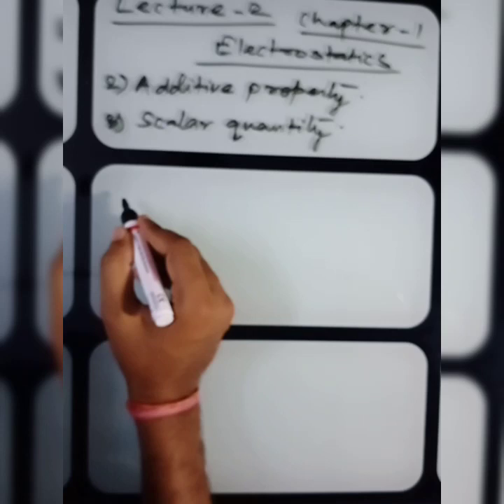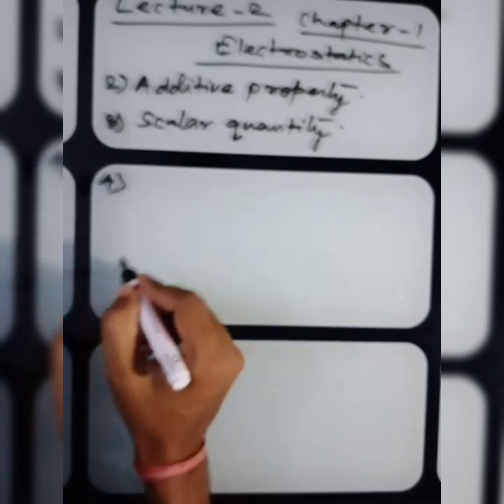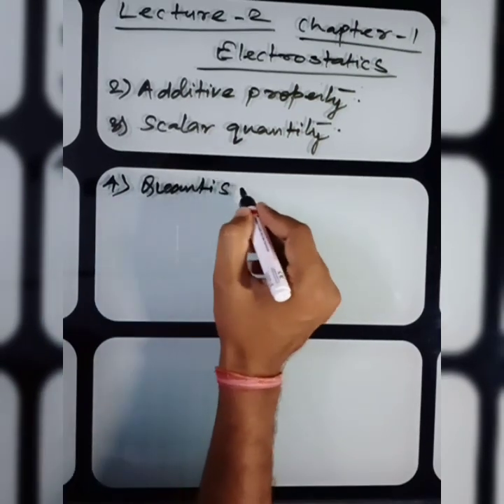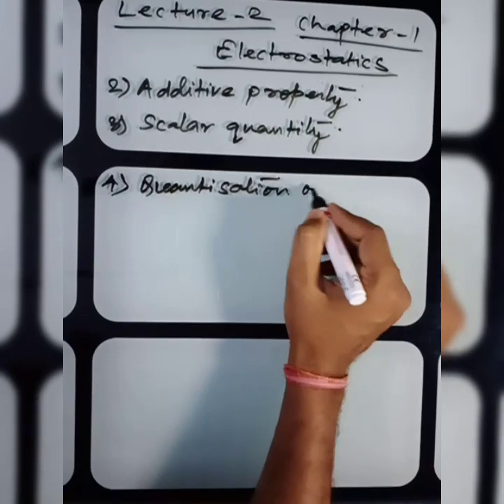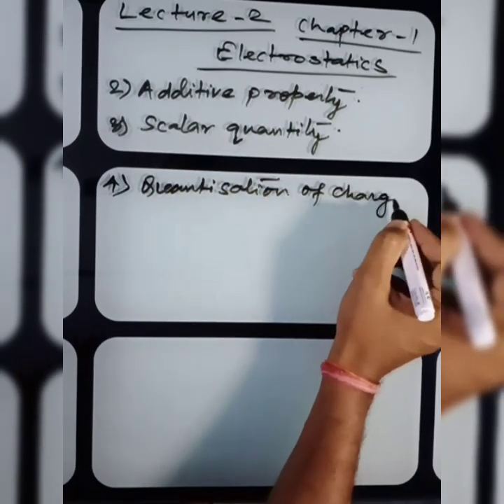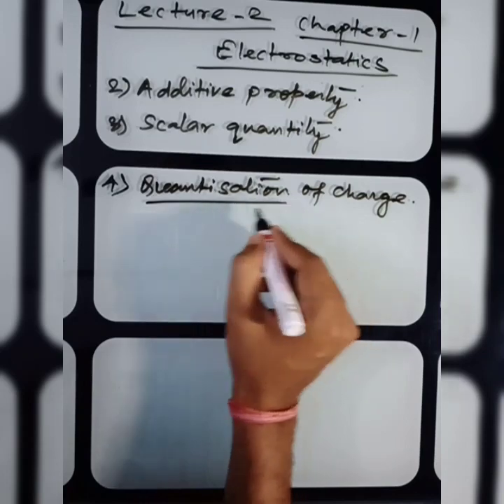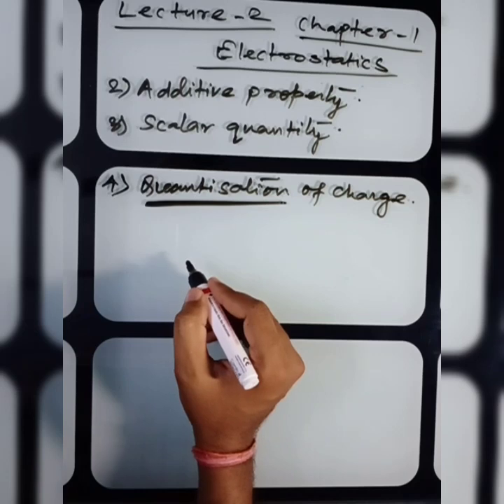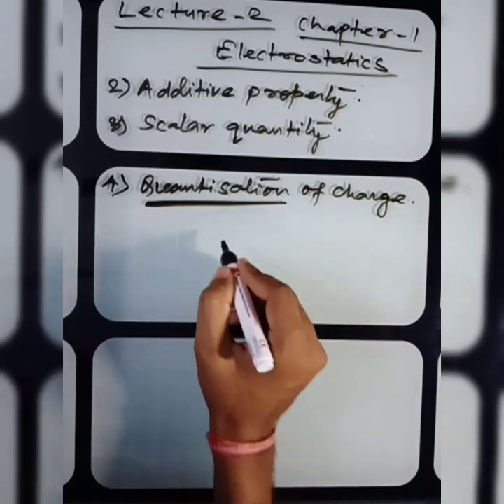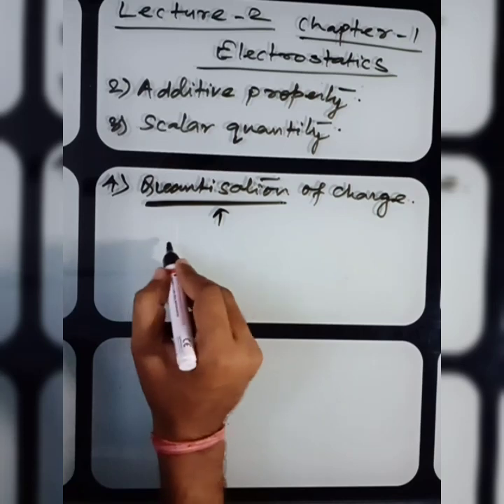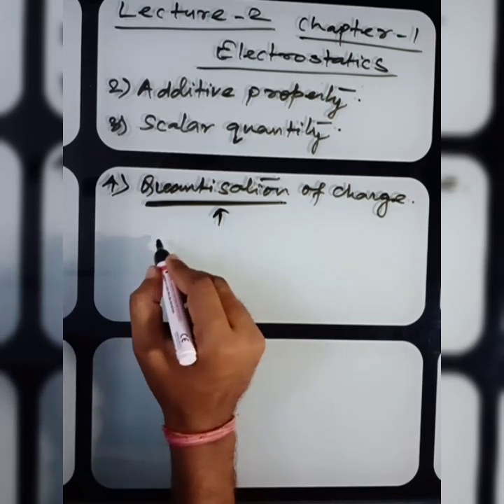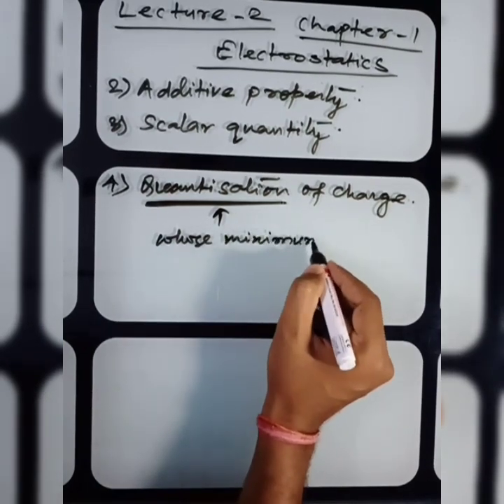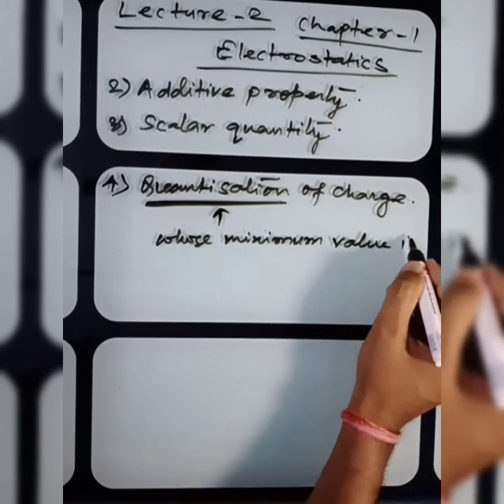Now the fourth property, which is very important, quantization. Quantization of charge. You must understand the meaning of this quantization. Quantization means whose minimum value is fixed.